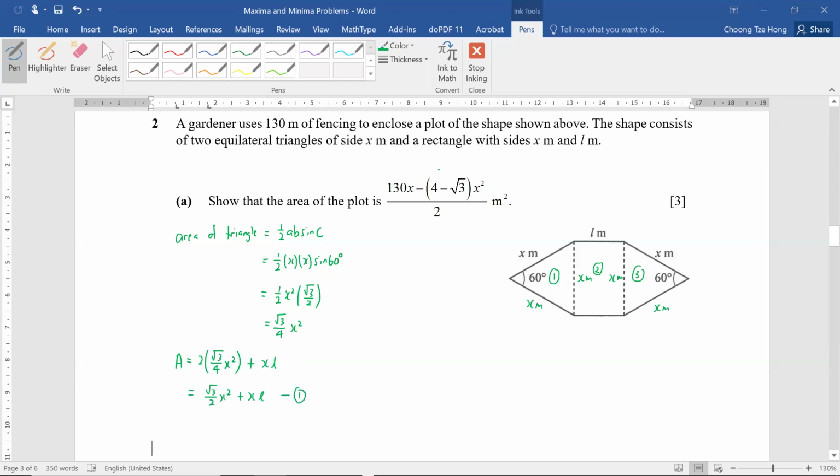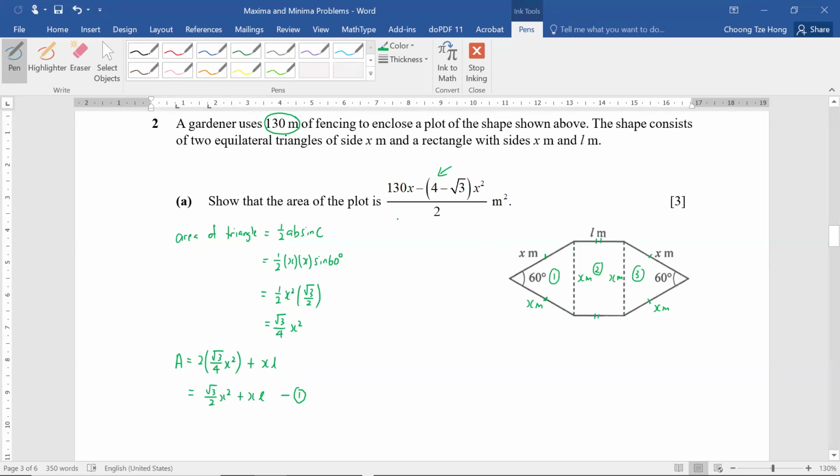But if you look at the expression that they want us to find, it doesn't consist of any L. This means that we need to come up with another equation in order to substitute the L away. You need to scan the question and look for info. There's one piece of info that we have not used, which is that the total length of the fencing is 130 meters. The fencing will be over here: this one, this one, this one, this one, this side plus this side. In other words, we add up all these 6 sides and we end up with 130 meters.